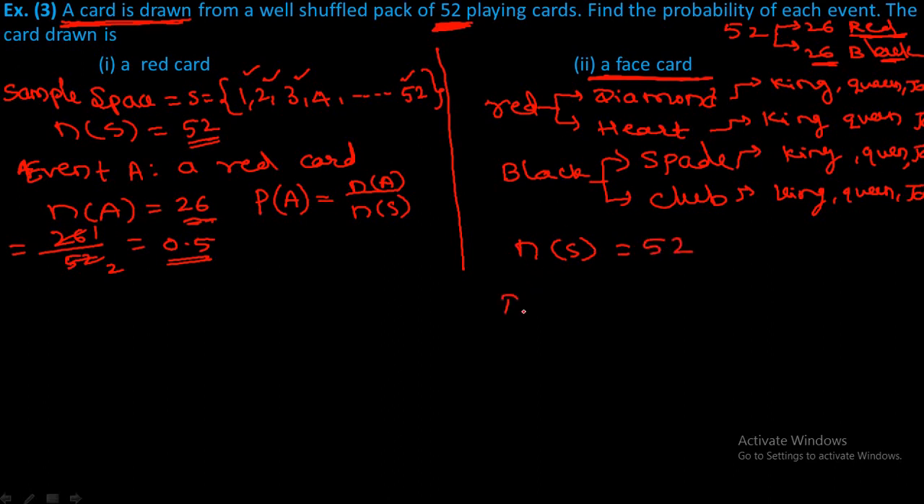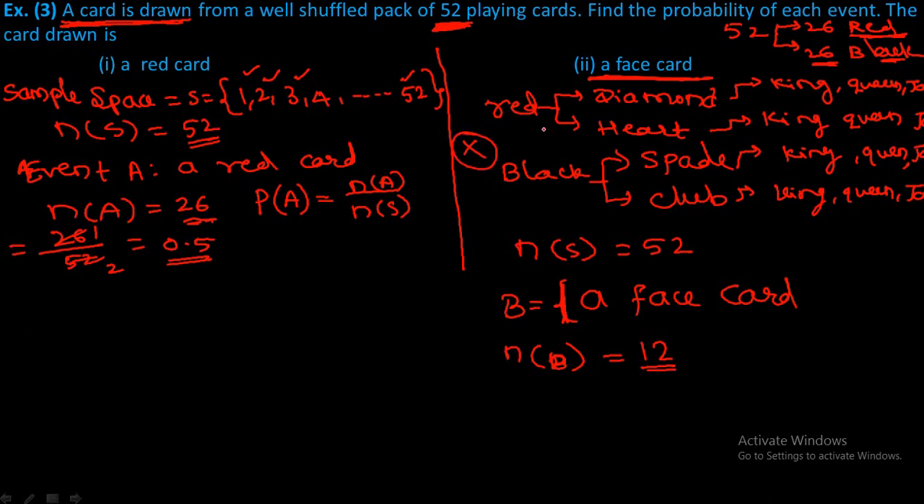B is the event which is a face card. So for the face card, the total n of B is 12. I hope you are understanding. I gave the explanation here, but this explanation is not required to solve in exams. You only have to write n of S is 52, B is the event which is a face card, and n of B is 12. Then you require the probability.